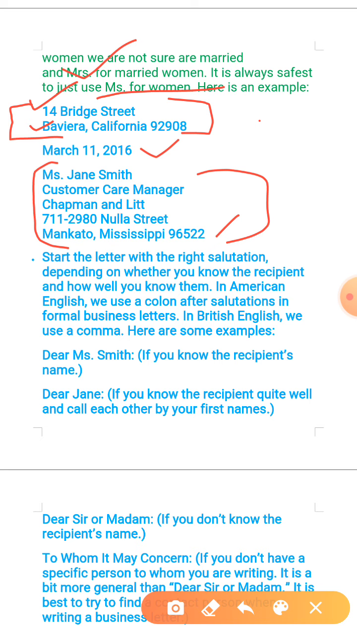And then next point, start the letter with the right salutation. Most important point. Depending on whether you know the recipient and how well you know them, it depends on your information about the recipient. In American English, we use a colon after the salutation in a formal business letter, and in British English, we use a comma.